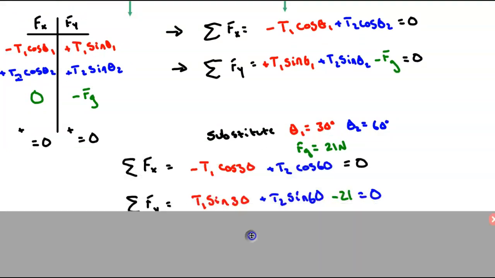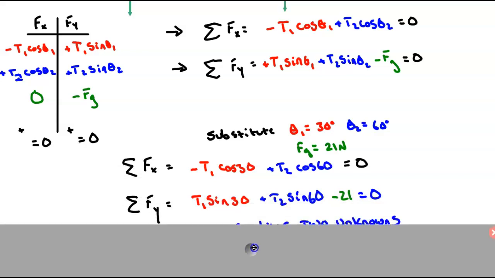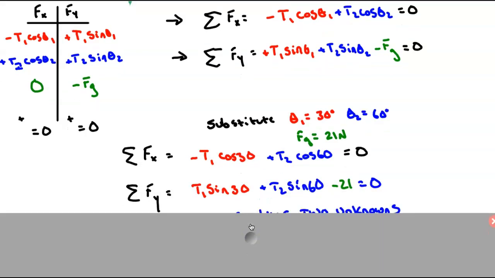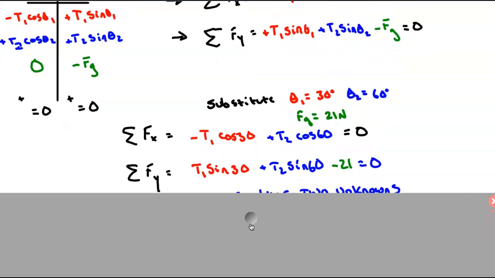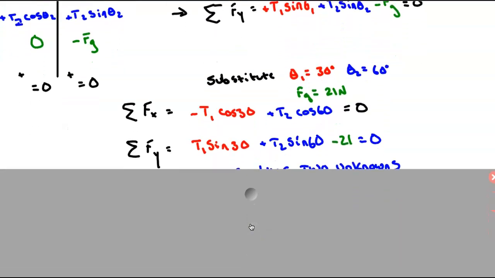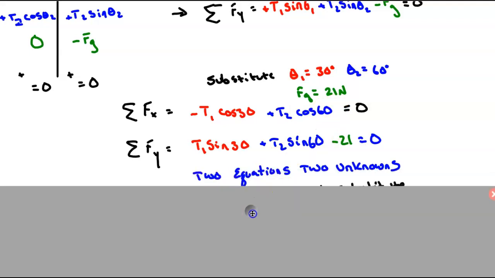Things become a little clearer when we put the numbers into the equations that we do know. All right, when we substitute in our thetas and substitute in the 21 newtons for our weight, our force of gravity, we can definitely see that we're still left with two equations and two unknowns, and you can't just use one of them in this case to solve the problem.